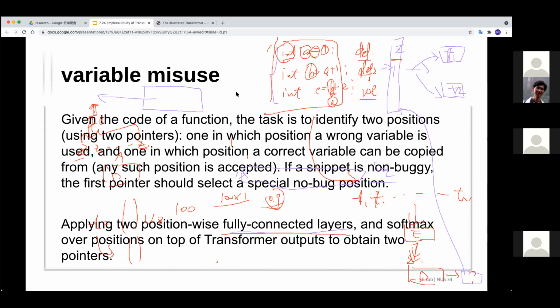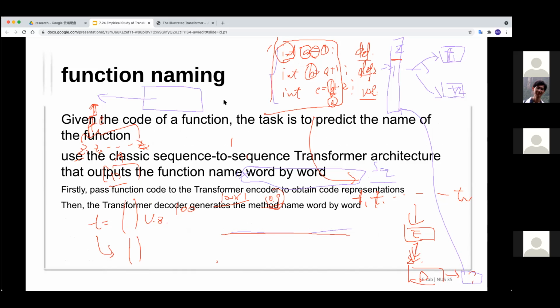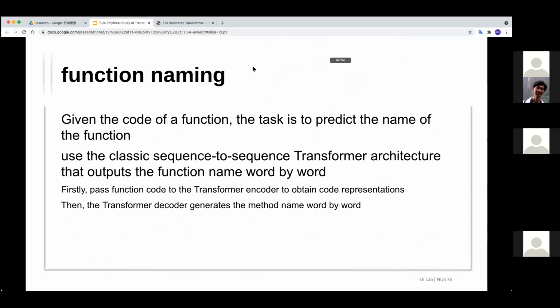Maybe the model should understand which token is unimportant. So I just feel that the output representation does not make sense to me. Maybe we can keep going on anyway. That is the formulation there. Okay, here we talk about the second task, function naming. Given the code of a function, the task is to predict the name of the function, and the paper just uses the classical sequence-to-sequence transformer architecture, outputting the function name word by word.